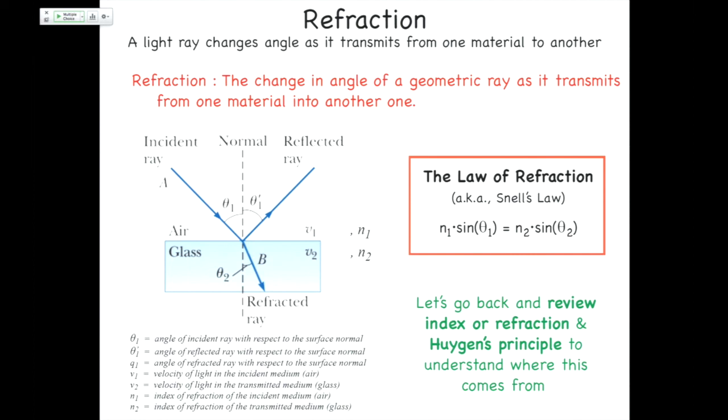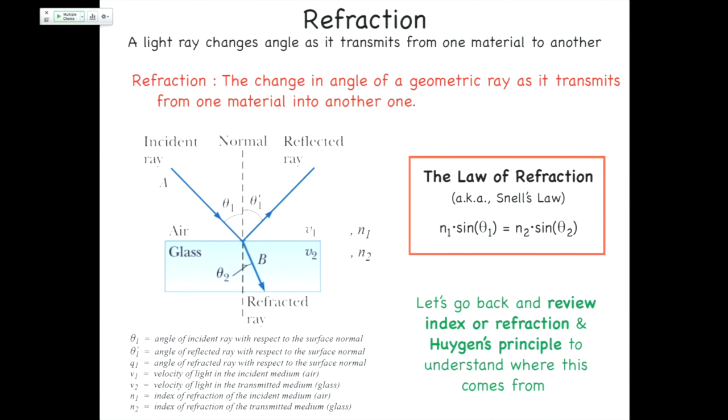Air has an index of refraction of 1. Glass has an index of refraction of 1.52 for typical glass, but it has a range. It's around 1.5. All right, so the rule that is just given to you in the textbook, for the most part, and just said, okay, remember this. It's called the law of refraction, or Snell's law: n1 sine theta 1 is equal to n2 sine theta 2.